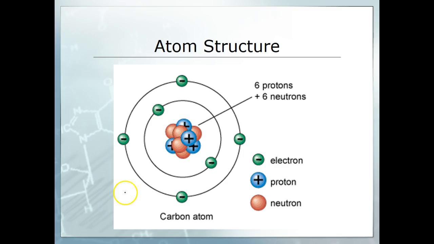Here's an atom structure. If we look at where the protons, neutrons, and electrons are, notice that these P or plus signs are the positively charged protons. These red ones would be the neutral neutrons. And the electrons are on the outside of the nucleus. If this was the nucleus, then the electrons are on the outside, and they are in charge of bonding. But this is the atomic structure that you need to know.